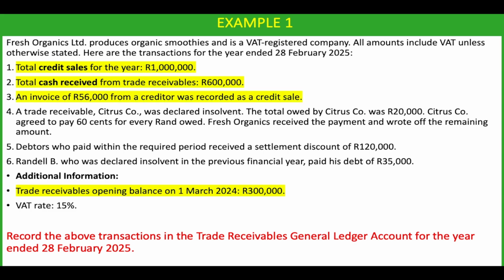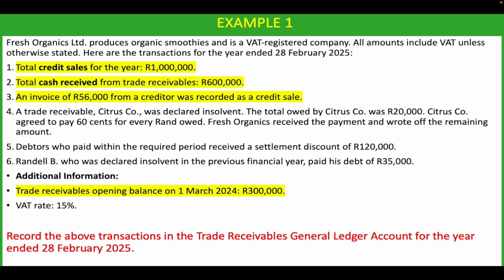Okay, so let's highlight that one. Let's look at number 4. A trade receivable, Citrus Core, was declared insolvent. The total owed by Citrus Core was 20,000 rand. Citrus Core agreed to pay 60 cents for every rand owed. Fresh Organics, which is us, as you can see from the top here, received the payment and wrote off the remaining amount. Now, if you've dealt with bad debts before, you should know how to handle this one.